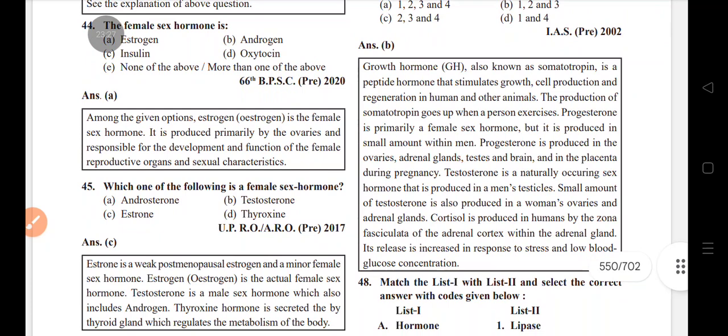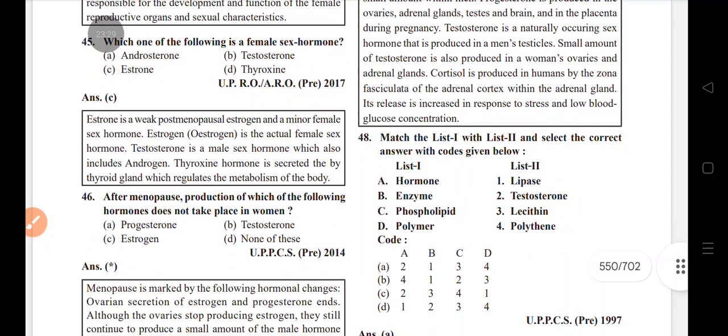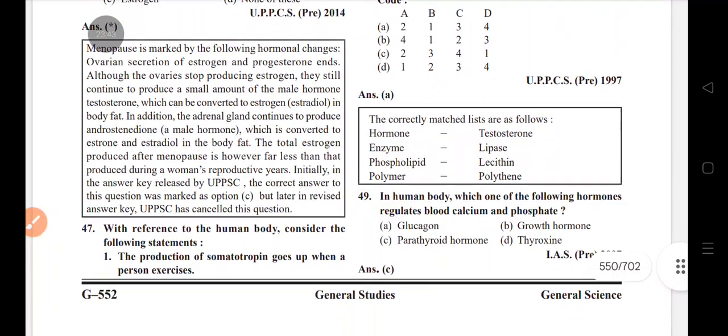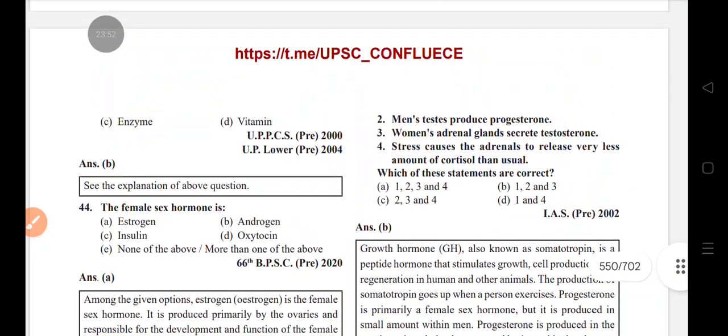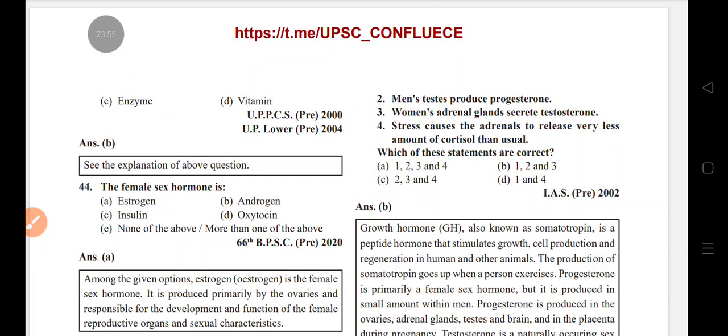Female sex hormone, estrone. After menopause, production of which hormone does not take place in women? Estrogen and progesterone end. Production of somatotropin goes up when a person exercises. Men's testes produce progesterone. Women's adrenal glands secrete testosterone.